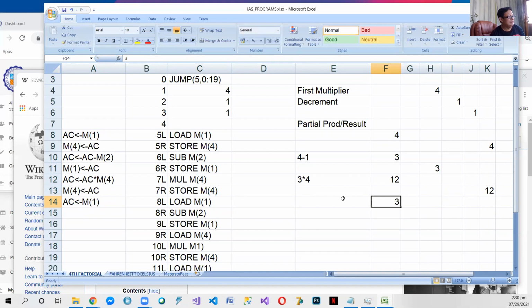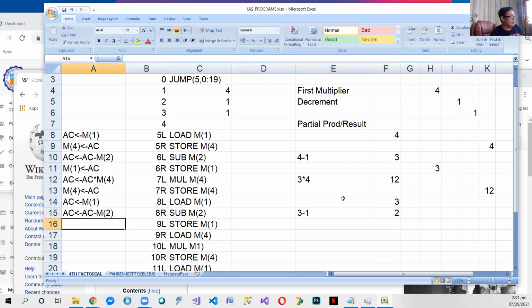Okay? And then we sub M2. What do you mean by sub M2? AC receives AC minus M2. So AC is currently 3, M2 is 1, so 3 minus 1. So AC becomes 2. Okay?